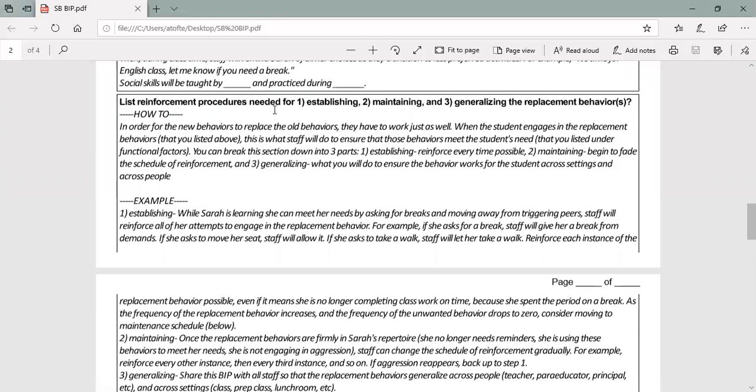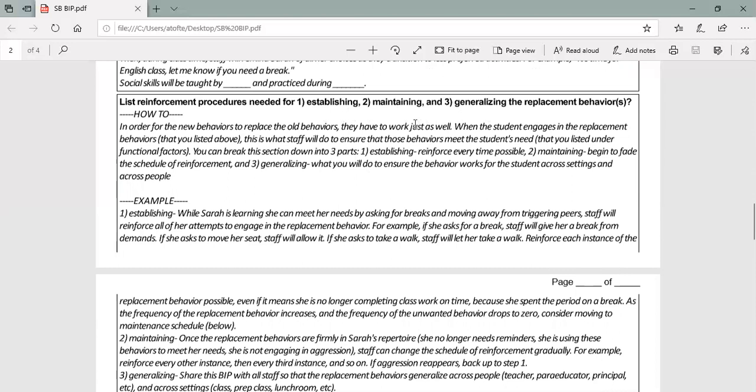List reinforcement procedures needed for establishing, maintaining, and generalizing. So it's asking us for 3 separate things. How are we going to reinforce while we're establishing the replacement behavior? That's going to have to be a pretty dense schedule of reinforcement. If it's a brand new behavior that this student doesn't have any learning history with, we're introducing a new skill, probably we have to reinforce a lot while we're establishing it. But then as we're maintaining and generalizing, we could probably lessen the reinforcement.